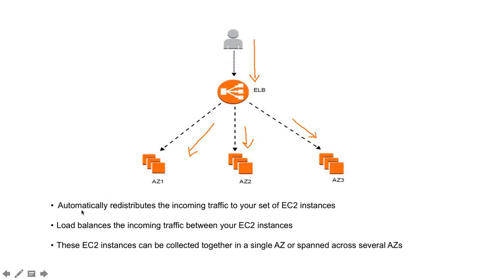So if I'm saying it automatically redistributes the incoming traffic, and also load balances the traffic, it means it ensures that all the instances and all the availability zones receive an equal amount of traffic. In an ideal situation, the user sends the traffic to the domain name associated with the load balancer, and the load balancer performs the rerouting of the traffic at the backend.